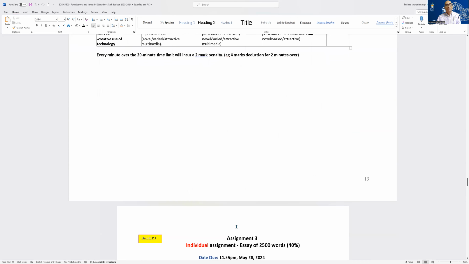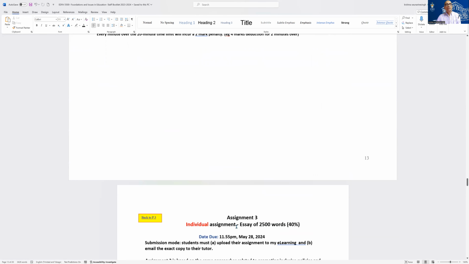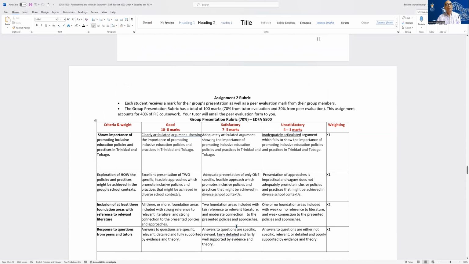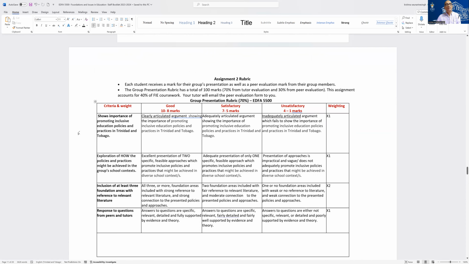All right. And let me see, is there anything I need to speak about here? Right. So I think if you read the rubric carefully, you should have a fair idea of what is required in your presentation. For example, it shows the importance of promoting inclusive education practices. So that goes back to the first part of the question, which I was talking about earlier.